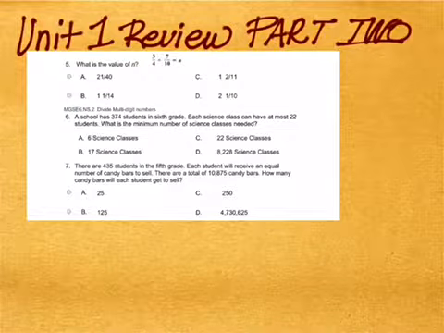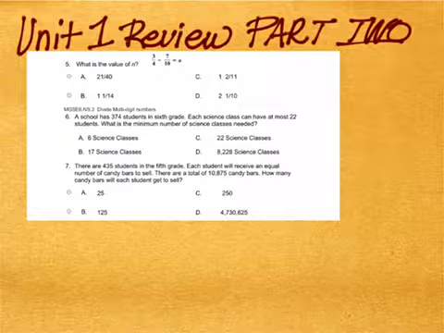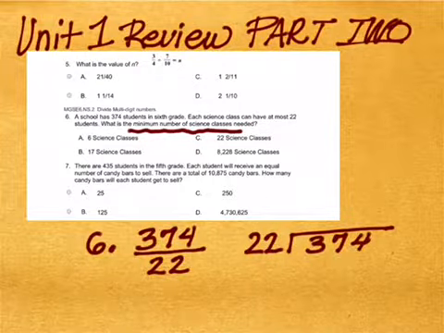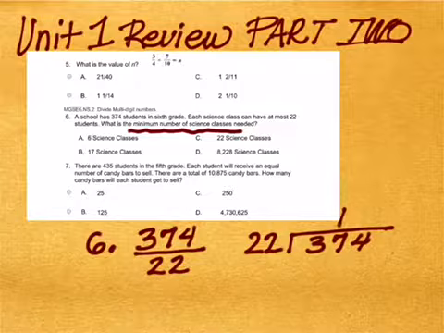The second question, or number 6, states a school has 374 students in 6th grade. Each science class can have at most 22 students. What is the minimum number of science classes needed? This is basically just a division problem, and all you would do is divide 22 into 374. If you divide 22 into 37, it goes in one time.